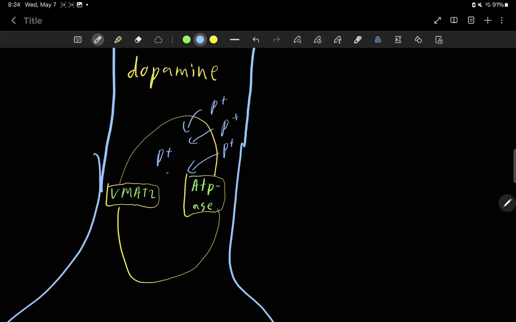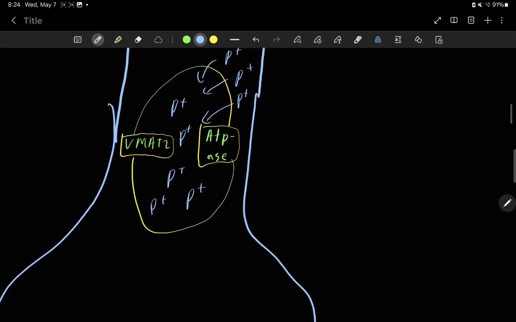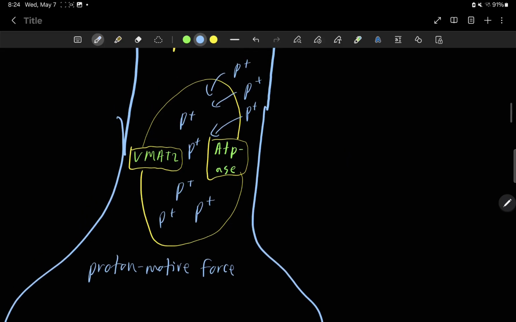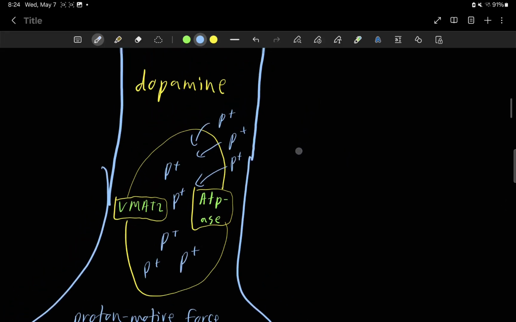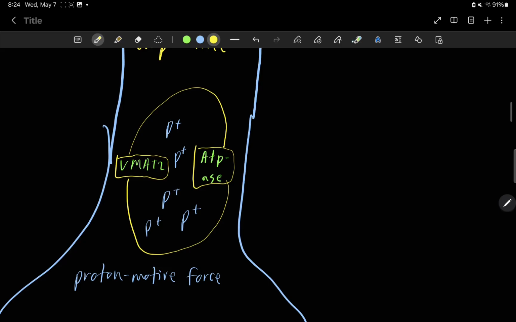So you have a buildup, an accumulation of protons inside the vesicle, and accumulation of positive charge. And this accumulation of positive charge results in something called the proton motive force. Basically, this proton motive force is a driving force that can be used to pump your dopamine into your vesicle. So basically now you have all these protons inside your vesicle, right? You have a bunch of positive charge thanks to your ATPase.